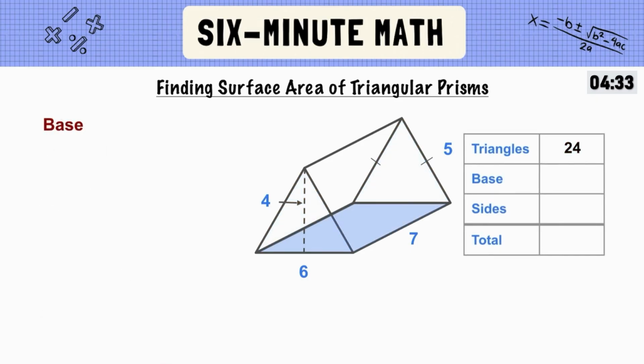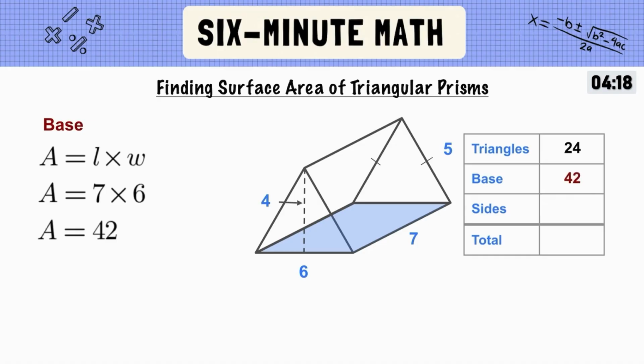Then I'm going to find the area of my base. That would be 6 times 7. It is a rectangle, so we do length times width. We have 7 times 6, and that is 42. So I'm going to put that in for my base.